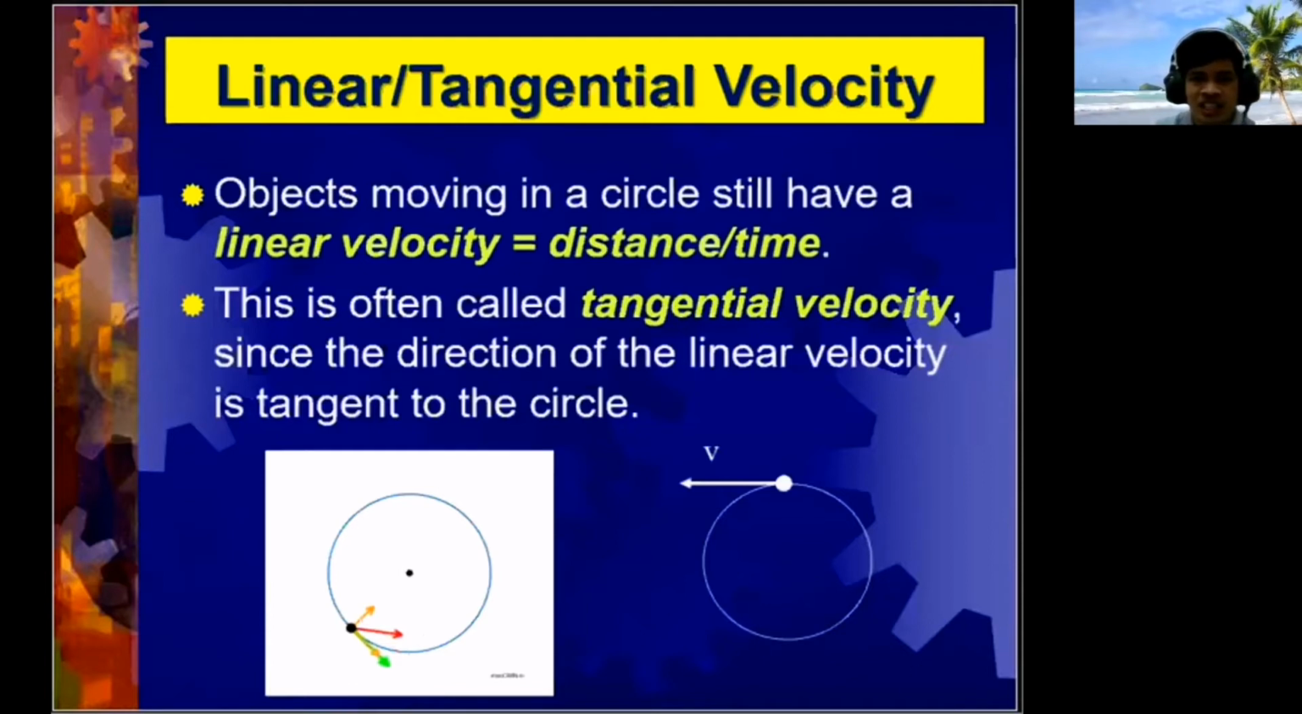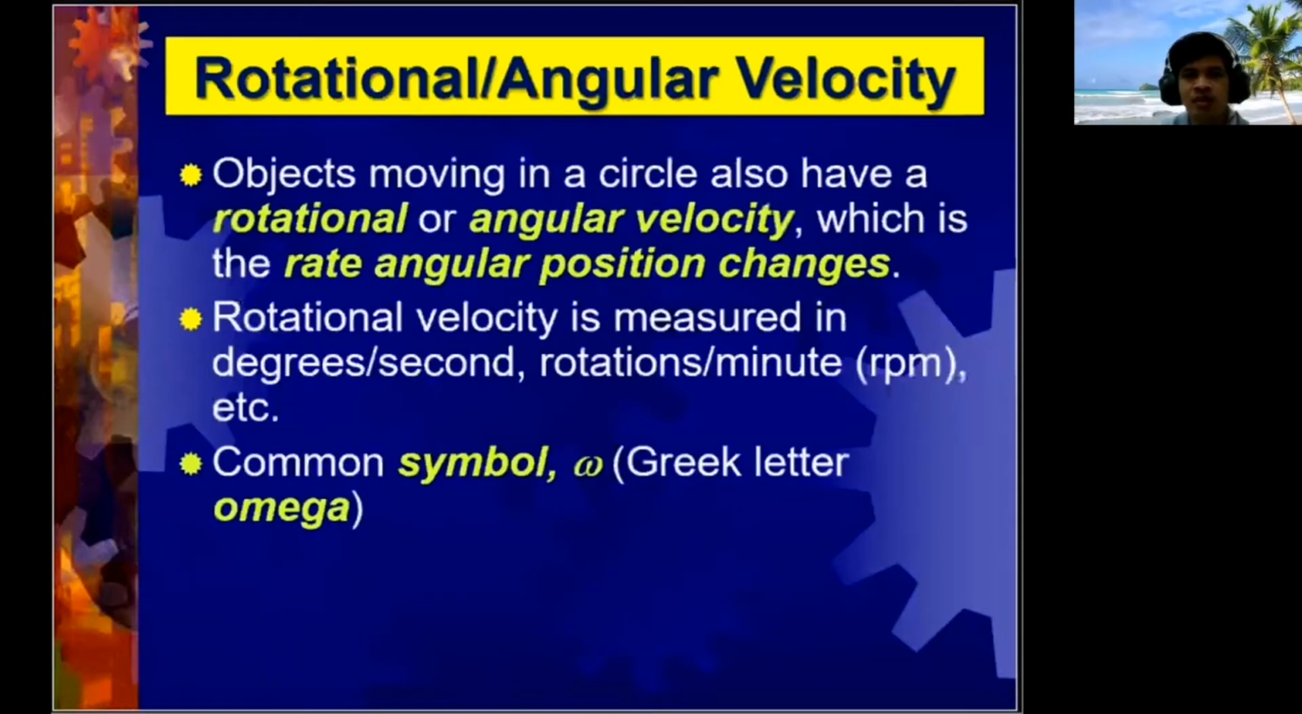All right, so aside from the linear velocity, we also have rotational and angular velocity. They are the same; you can call them rotational or angular velocity. Objects moving in a circle also have a rotational or angular velocity, which is the rate at which the angular position changes. That is rotational or angular velocity.